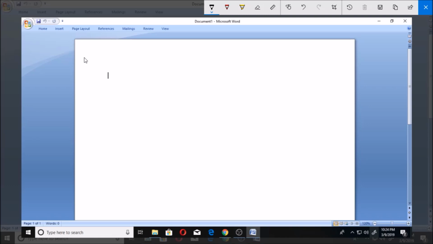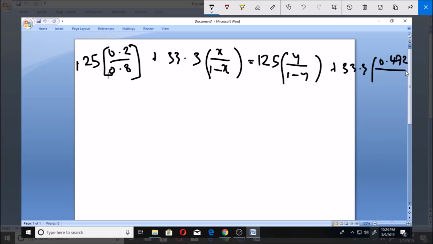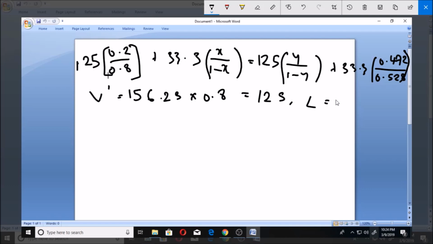Now, substituting the actual values that we have into that equation D, we now have 125 into bracket 0.2 all over 0.8 plus 33.3, we already found this value from our previous calculations, into bracket x all over 1 minus x equal to 125 bracket y all over 1 minus y plus 33.3 into bracket 0.472 all over 0.528. Now we have that V prime is equal to 156.25 times 0.8, which is equal to 125, and L is equal to 33.3.